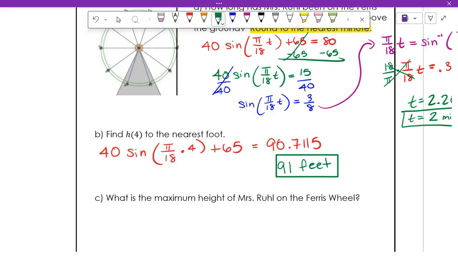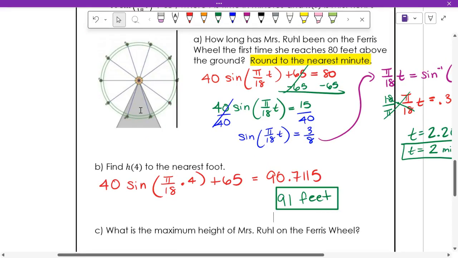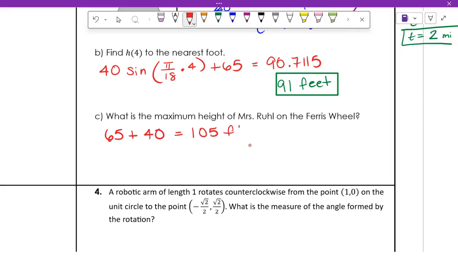What is the maximum height of Mrs. Rule on the Ferris wheel? Okay, so again, remember how to find the maximum? It's take the midline and add the absolute value of the A. If it was the minimum, take the midline and subtract the absolute value of A. So in this particular case, my midline on this equation is 65. My A absolute value is 40. So I'm going to do 65 plus 40, and that's going to get me 105 feet. That's the maximum height.